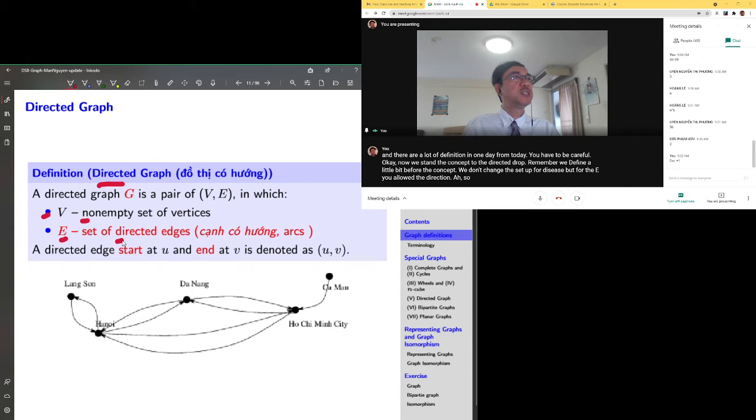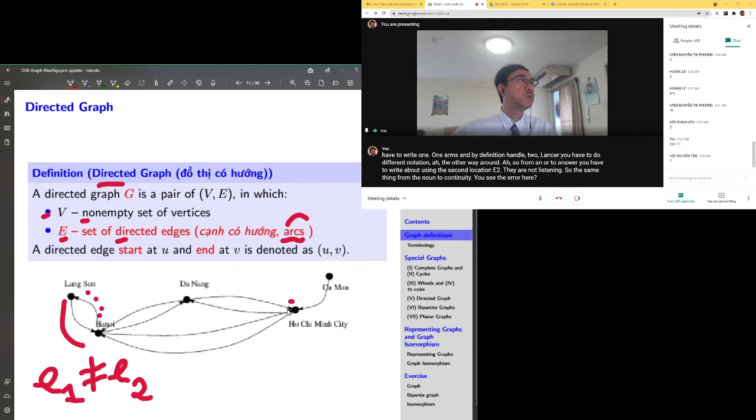And by definition, Hanoi to Lạng Sơn, you have to use a different notation. The other way around. So from Hanoi to Lạng Sơn, you have to write using the second notation E2. They are not the same. Okay. So the same thing from Da Nang to Ho Chi Minh City. You see the arrow here. Da Nang to Ho Chi Minh City one way, and then you see the arrow here. Ho Chi Minh City back to Da Nang. So again, the connections here are different. One way Da Nang, Saigon, with the other way Saigon, Da Nang.